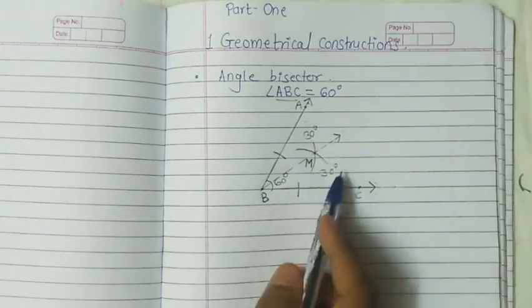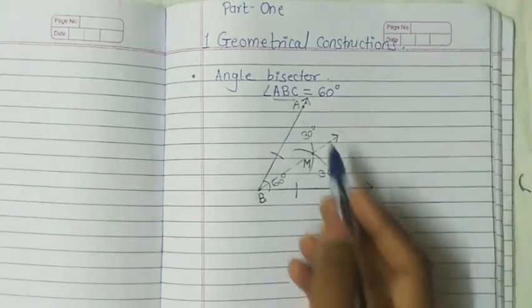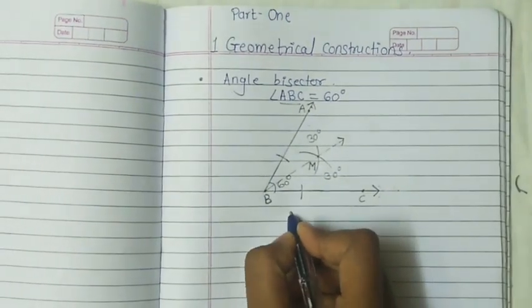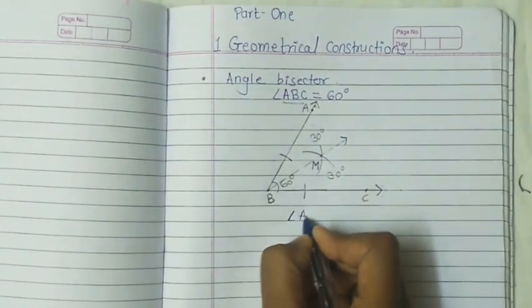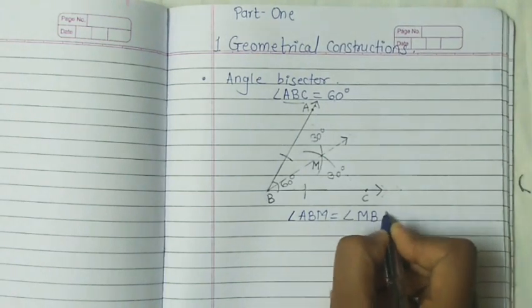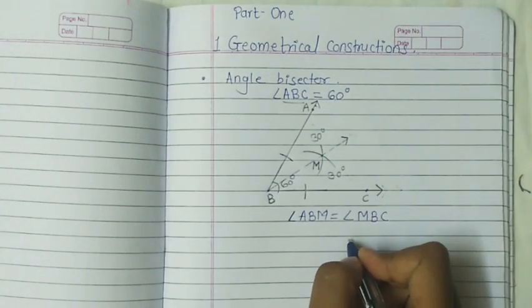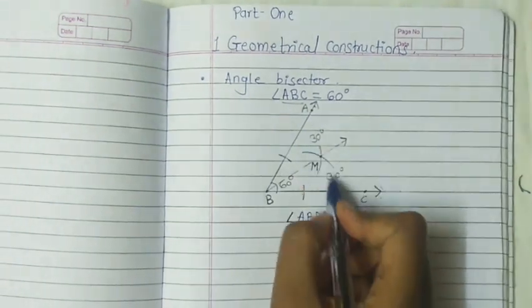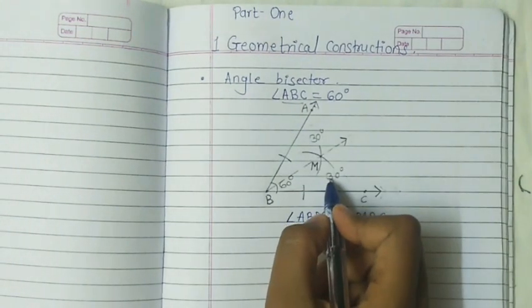Here our angle bisector construction is over. So now from this, can we write angle ABM is equal to angle MBC? We can write it now. Why? Because both the measures are same. Understood?